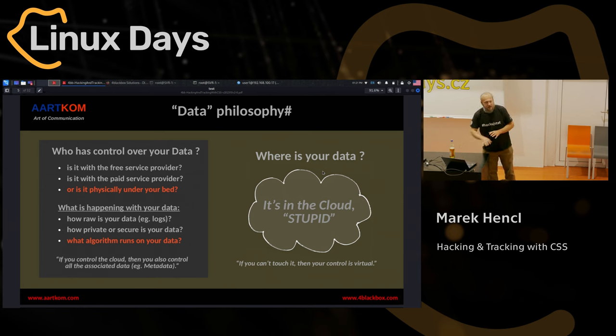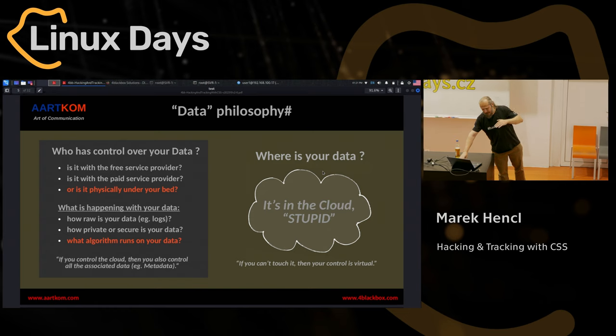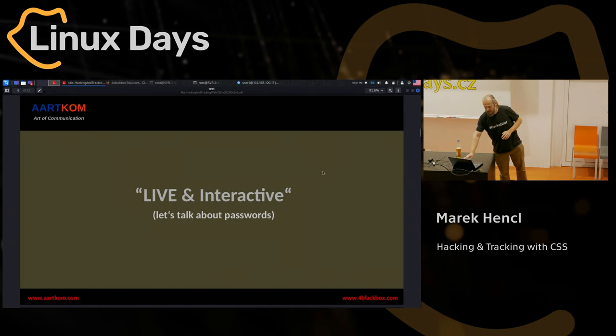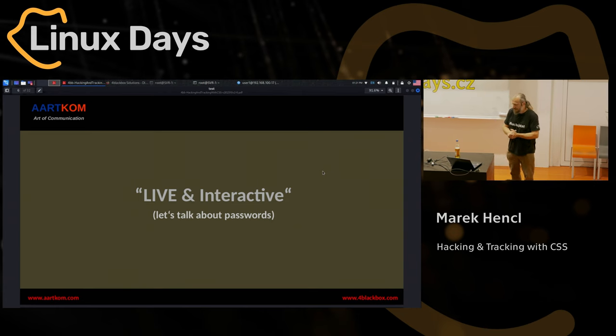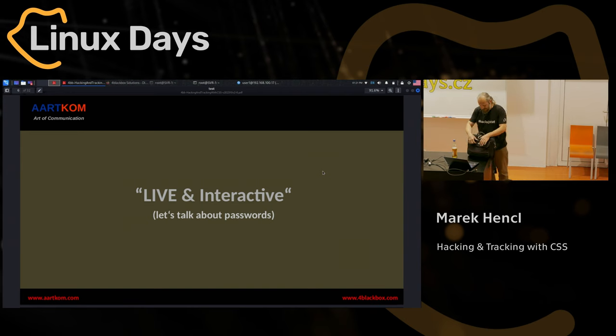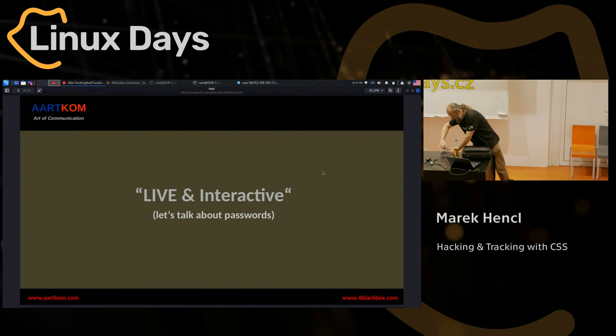So this is a little bit of an introduction to some of the topics that what I'm about to discuss and show will basically interact through. So let's go to the live and interactive presentation. Let's talk about passwords. Today, I have brought my own cyber lab. I have it booted up.